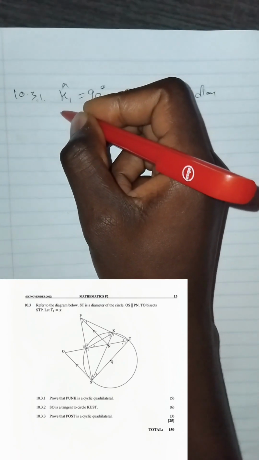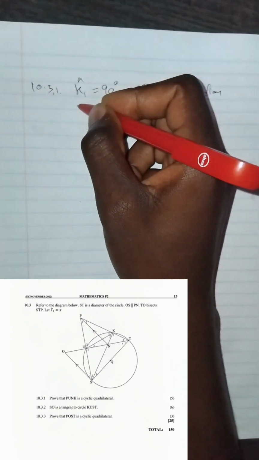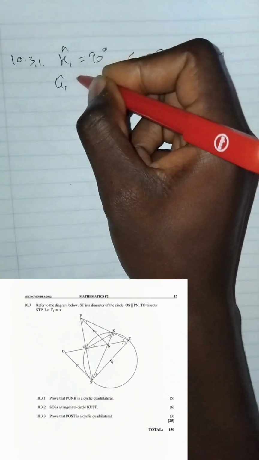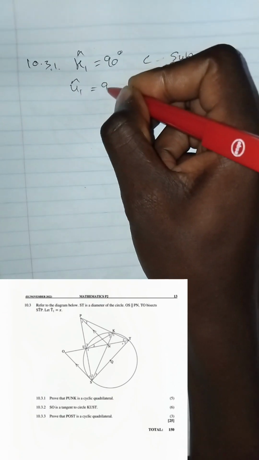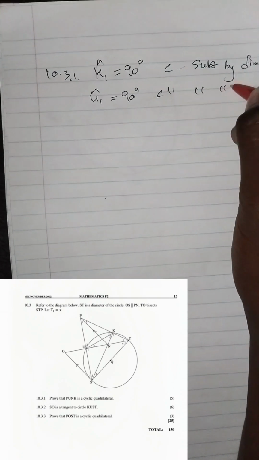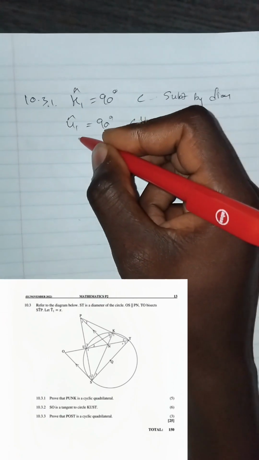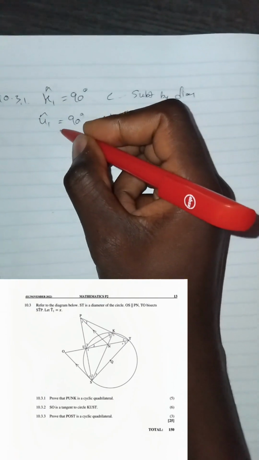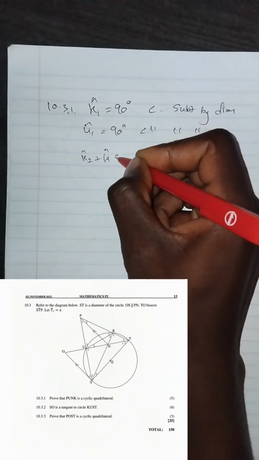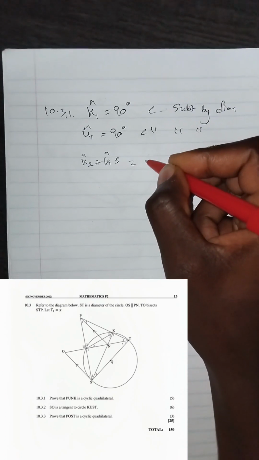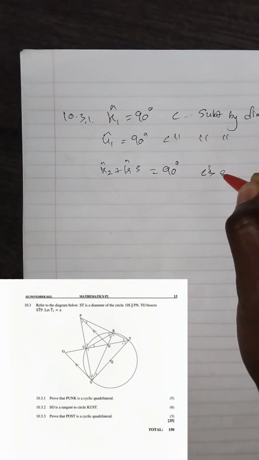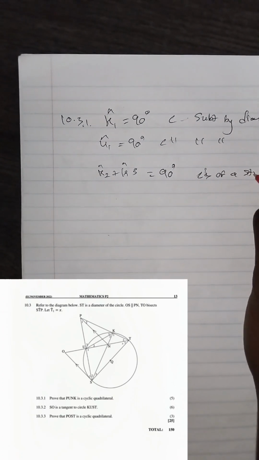If you check our diameter OT again, it subtends 90 degrees at what? At U1. So U1 will be equal to 90 degrees, same reason. If we check again, K2 plus K3 are equal to 90 degrees. Angles on a straight line.